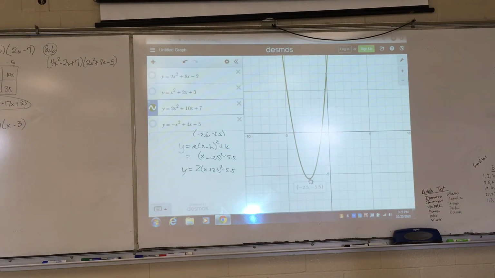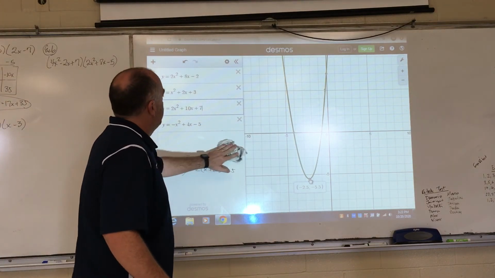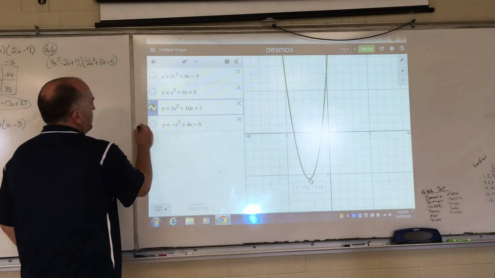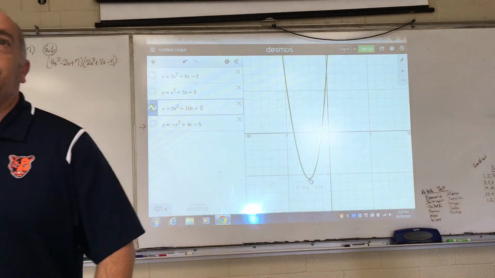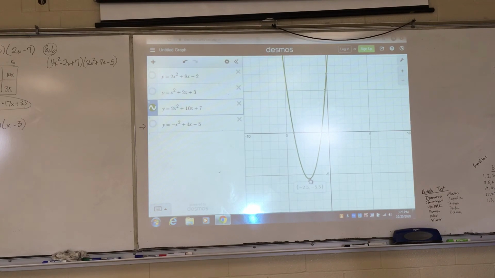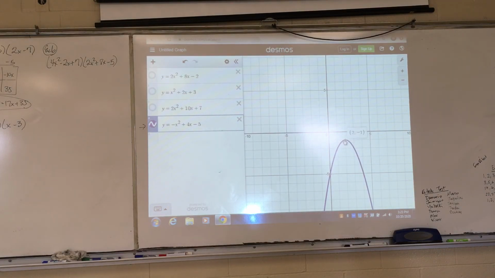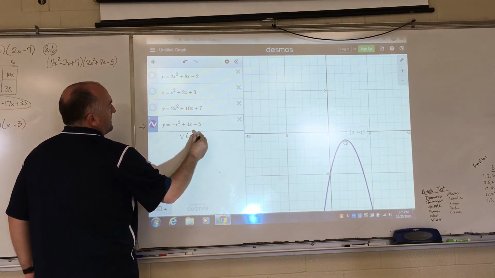All right, example 4 says write negative x squared plus 4x minus 5, which is this fourth one right here, in vertex form. So we'll kind of do it here. Okay, so we're doing this problem right here. So the first thing I'll do is find the vertex. So I come over here, and then my vertex it says is 2, negative 1. So we see 2, negative 1. So I'm gonna write vertex is 2, negative 1.